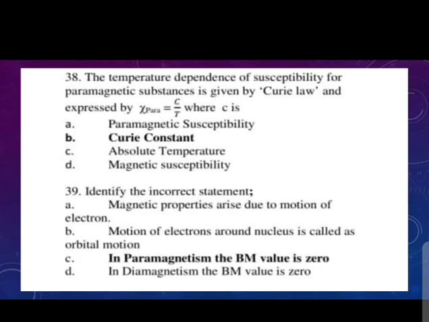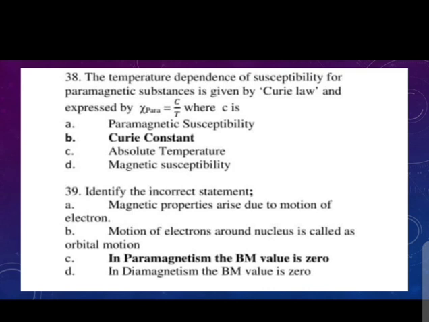Moving to our next question, the temperature dependence of susceptibility for paramagnetic substances is given by Curie law and expressed by χpara equal to C upon T, where C is, so our options are A. Paramagnetic susceptibility, B. Curie constant, C. Absolute temperature, and D. Magnetic susceptibility. So our option is B. Curie constant.